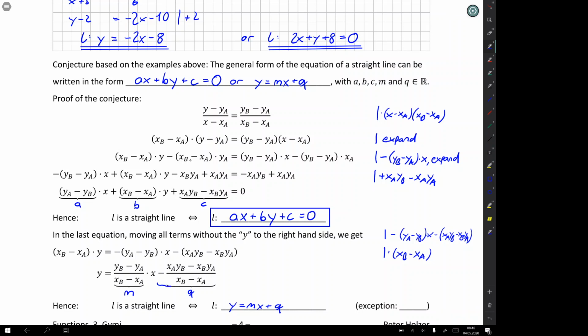There is one exception where a line cannot be represented in this form, namely if xb is equal to xa. Well, we see that here. We have divided by xb minus xa, and remember we're not allowed to divide by 0, so that would not function if xb is equal to xa. So we have proved our conjecture. A line L, its equation can be written in the form ax plus by plus c equals 0, or y equals mx plus q.